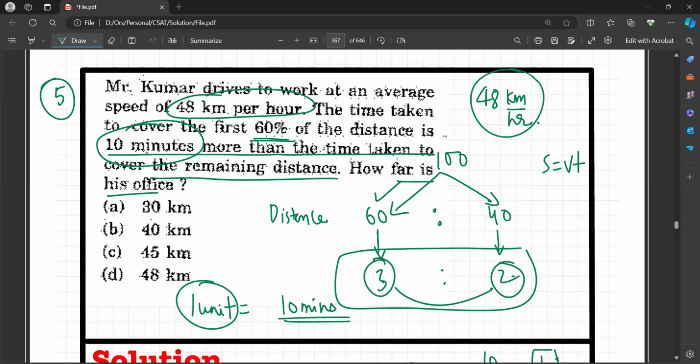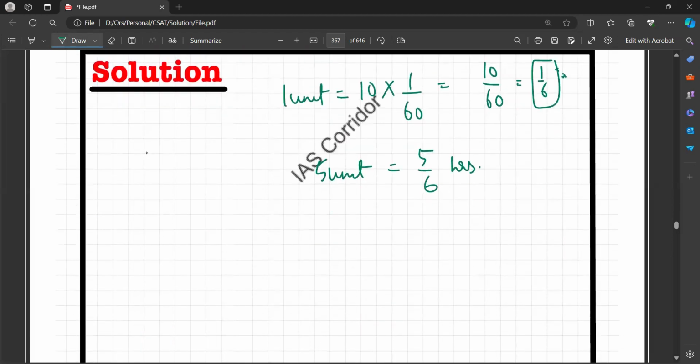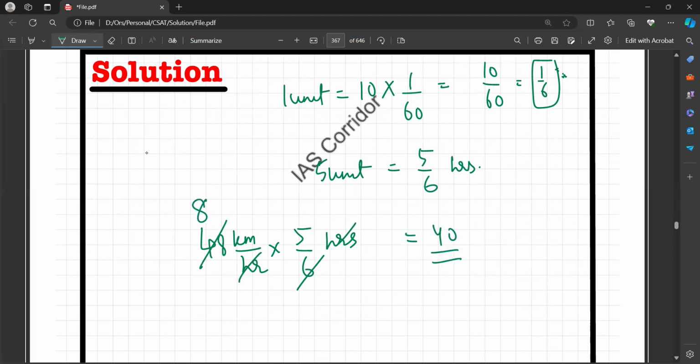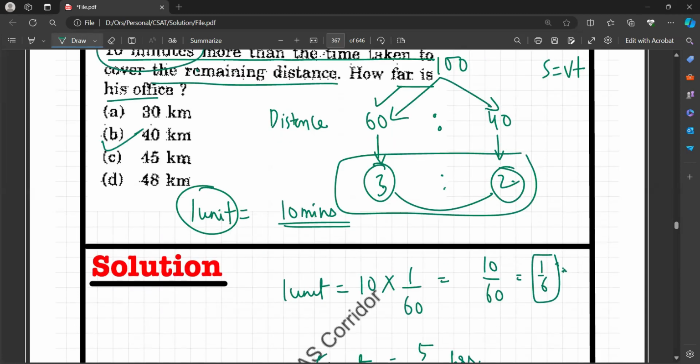What is the speed? 48 kilometer per hour is the average speed. 48 kilometer per hour into 5 by 6 hours. Hours get cancelled. Cancelling 6 with 48 gives 8. The answer would be 40. Is it clear? I hope you have got it. So the answer will be 40 kilometer.